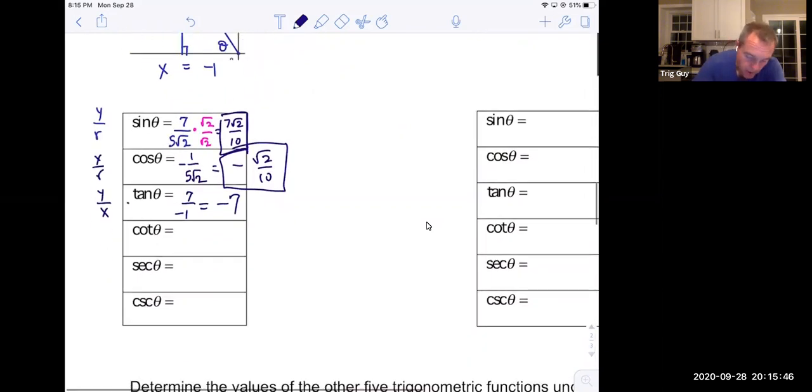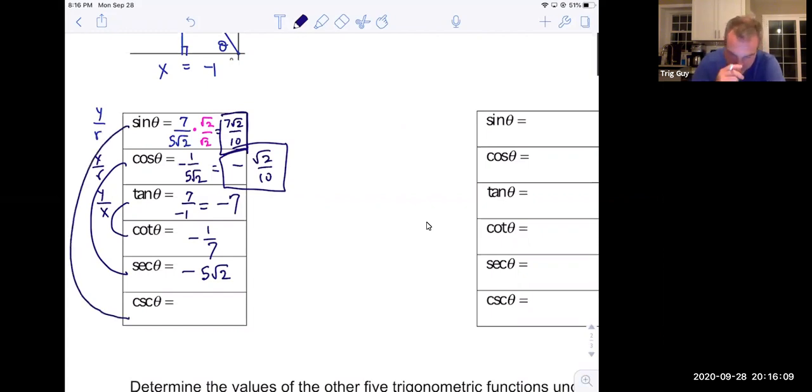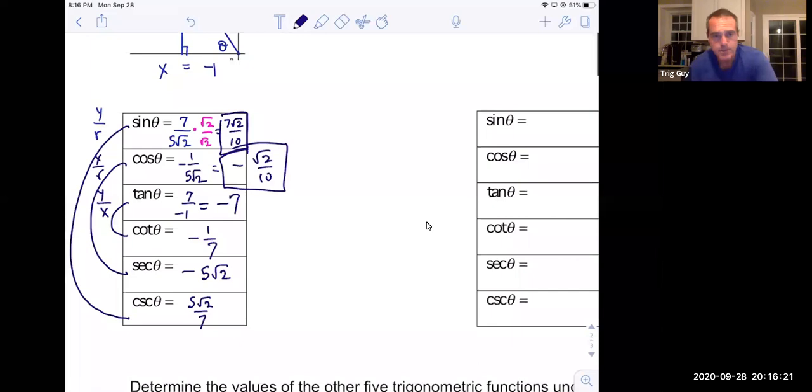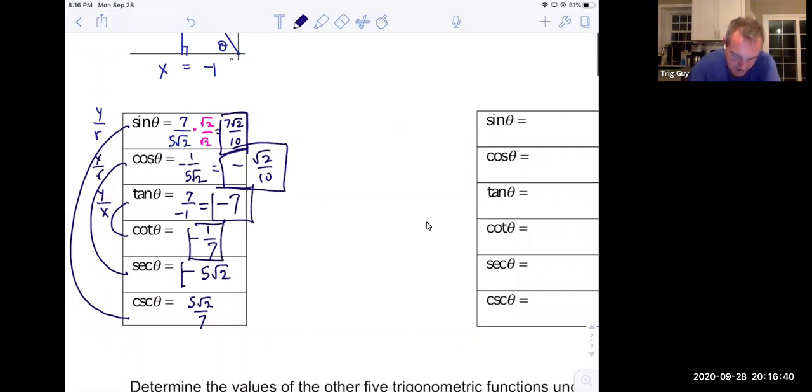And then these are all reciprocals. The reciprocal of 7 over negative 1 is negative 1 over 7. The reciprocal, and be careful, of negative 1 over 5 root 2 is negative 5 root 2 over 1, which I'll just write as negative 5 root 2. And finally, sine and cosecant are reciprocals. So the reciprocal of 7 over 5 root 2 is 5 root 2 over 7. I think you'll find it's helpful when you're doing the reciprocals to do it with the original expression of the function, right? Don't flip 7 root 2 over 10. Flip the 7 over 5 root 2. So I'm going to put a box around all my answers here.